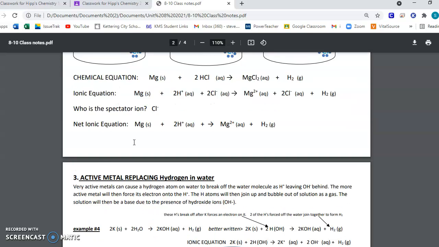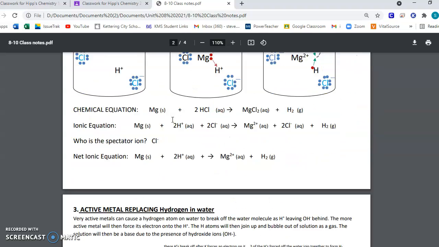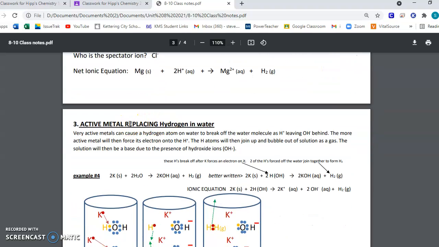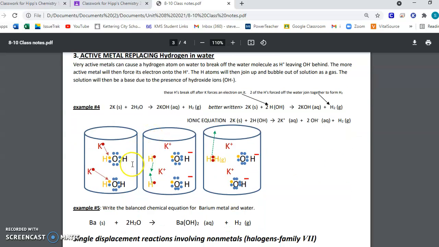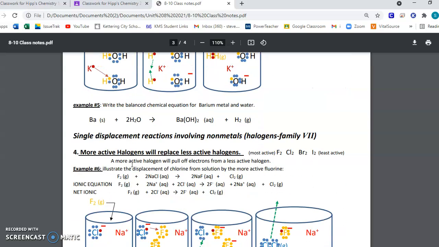And that is the end of this video where we talked about the second type of single displacement reaction, where active metals replace hydrogen ions. And we looked at the third type, where active metals can replace hydrogen on a water molecule. We'll take a look at our fourth type of single displacement reaction on our next video. That is where active halogens will replace less active halogens in solution.